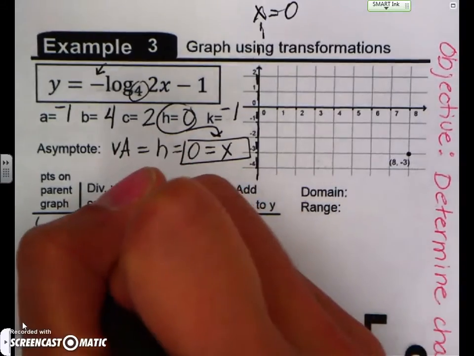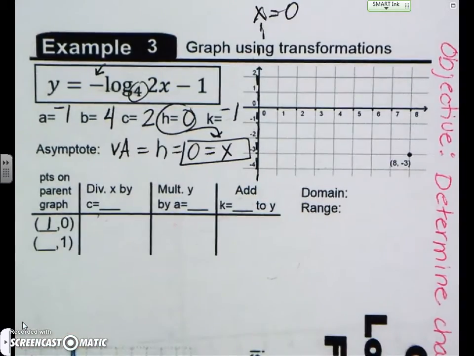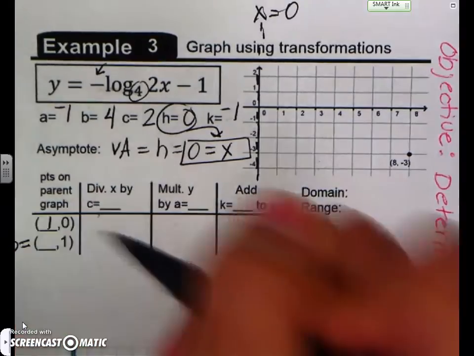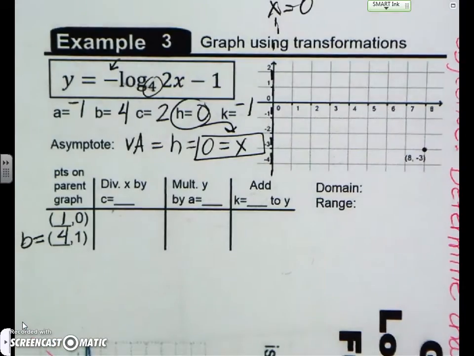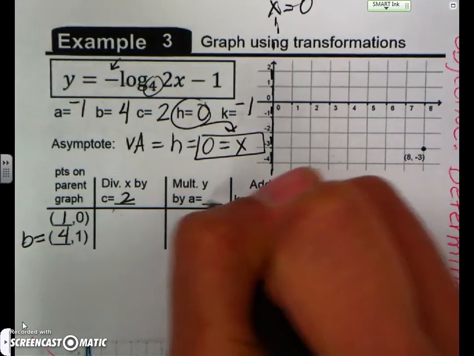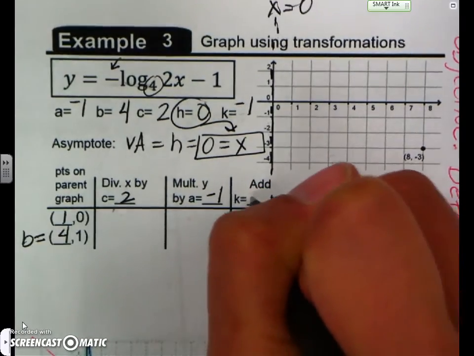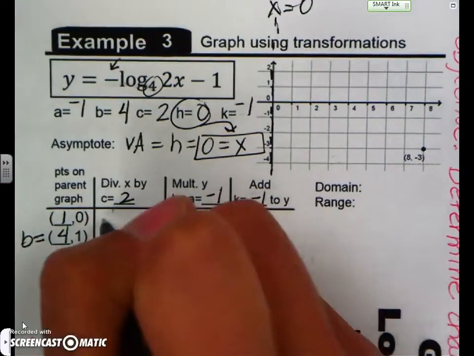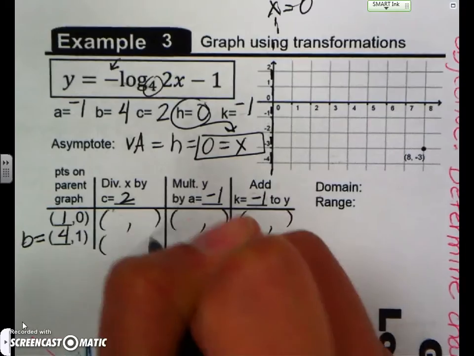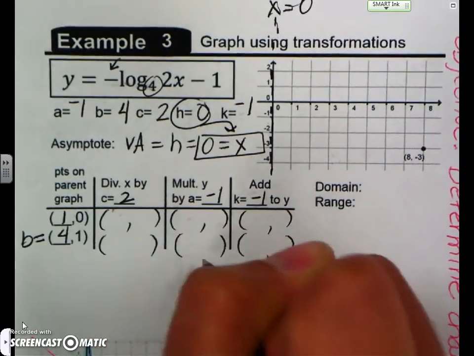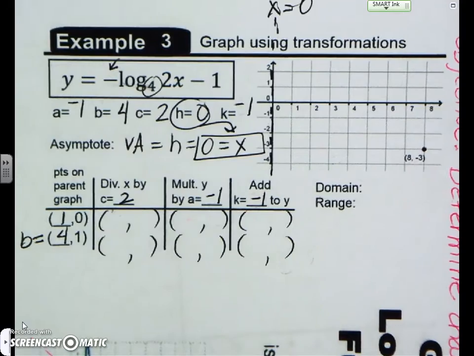Well, I always start with 1, 0, and I always start with B, 1. What is the value of B? 4. So you're going to put 4, 1. Okay, what is the value of C? 2, a is -1, and k is -1. Good. So I'm going to set up my problems the same way. Okay, when you do your homework tonight, I want you to follow the steps the way that I did them to help you, like in the first 2 problems, 3 problems, and once you get the hang of it, you can do it at your own pace in your own way.